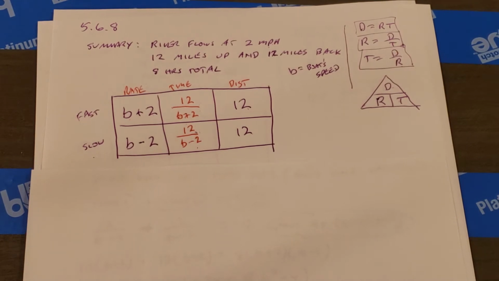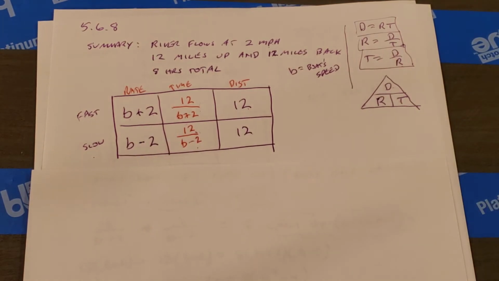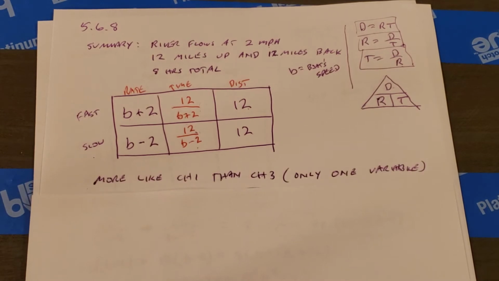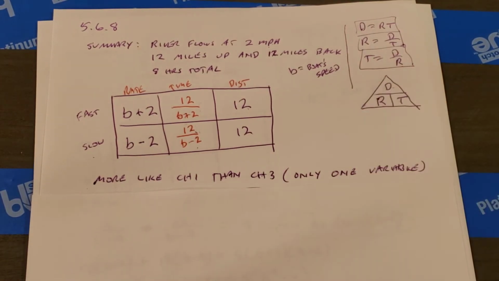I know I said on a previous video, the coffee problem, that we used all 6 cells. Not anymore. We're just going to use 2 of these cells. I also say this is more like chapter 1 than chapter 3 because there's only one unknown. Remember, chapter 3 had 2 unknowns, but chapter 1, just one unknown.